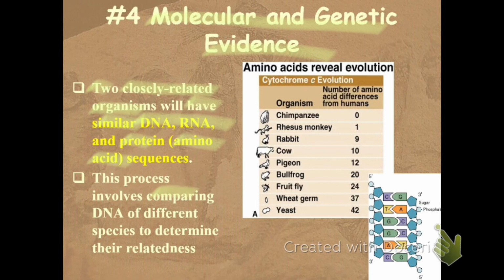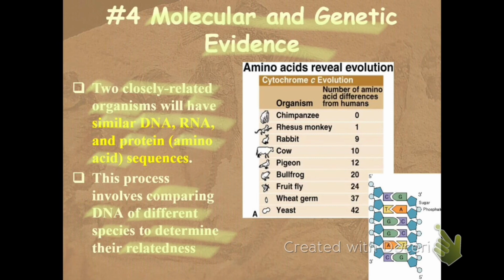You can compare DNA of different species to determine relatedness. Remember, talking about DNA, the genetic information is in the middle. It's the steps on the ladder. Your backbone are the sides of the ladder. That's your deoxyribose and your phosphates.